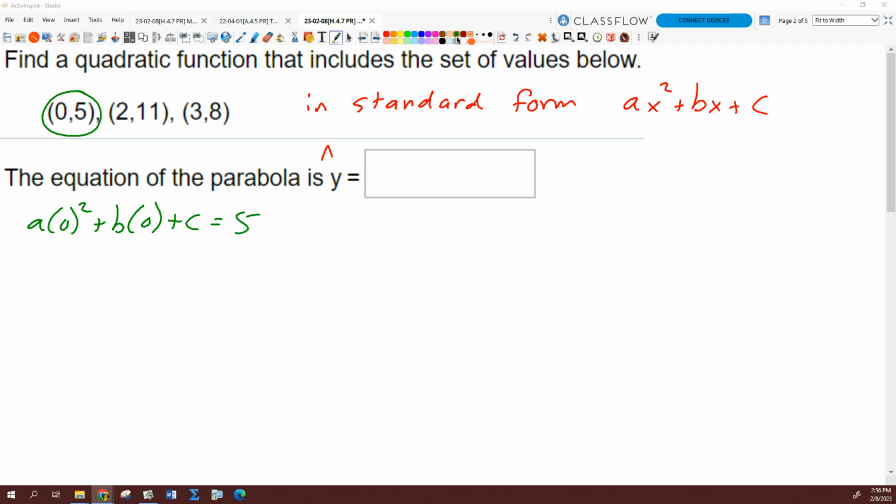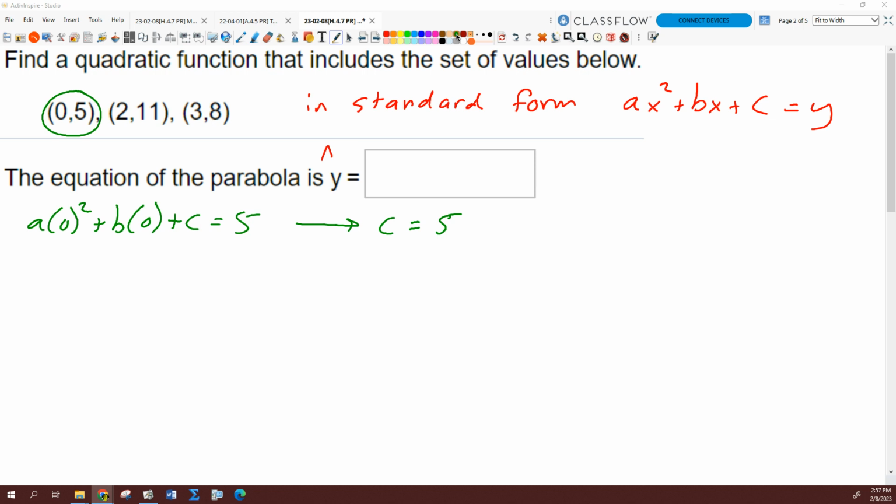And how about if I add something up here? This is standard form. It's really equal to y, or f of x, right? That's the equation for a parabola in standard form. Well, I can simplify that a little bit. A times 0 squared is what? 0. B times 0 is 0. So this really just becomes the equation C equals 5, right?